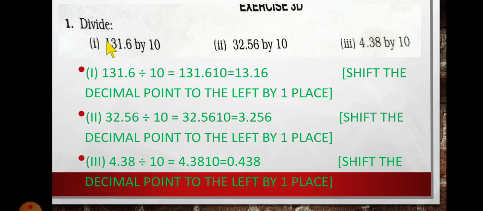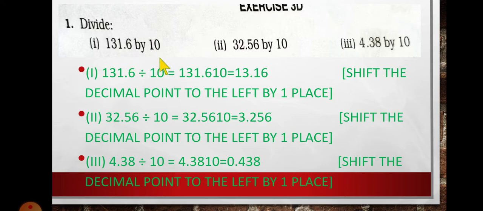Question first, divide 131.6 by 10. Now I'm explaining the rule with this question. When we divide any decimal number by 10, we shift the decimal. You can see there is a decimal after 1, so we shift the decimal to the left. In multiplication we shift right, and in division we shift the decimal to the left.